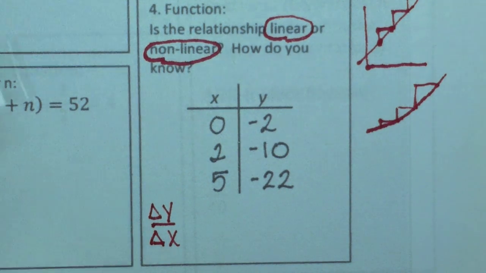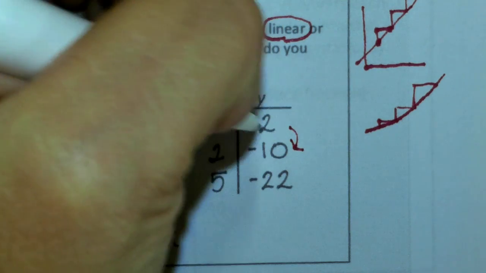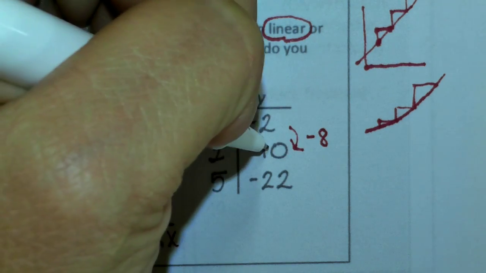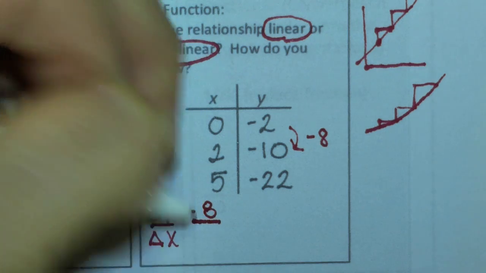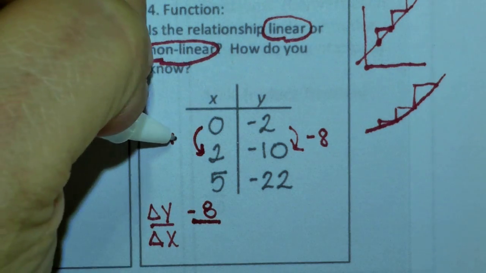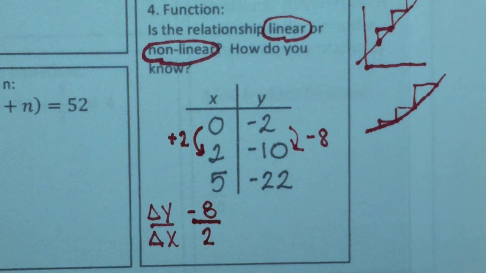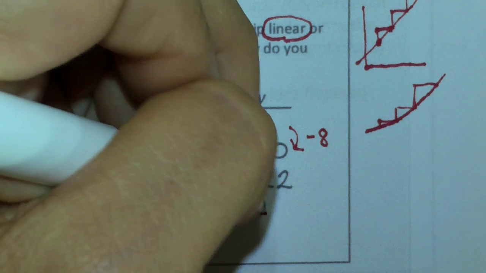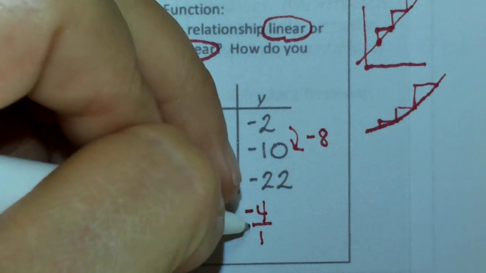Here's our math tool. And our change in our y here is negative 8. I'm at negative 2, subtract 8, and I get negative 10. So negative 8 over the change in my x there, which is 2. 0 plus 2 is 2. All right, that's the first set. If I simplify that down to find my unit rate, it's negative 4 over 1. Okay, there's my unit rate.